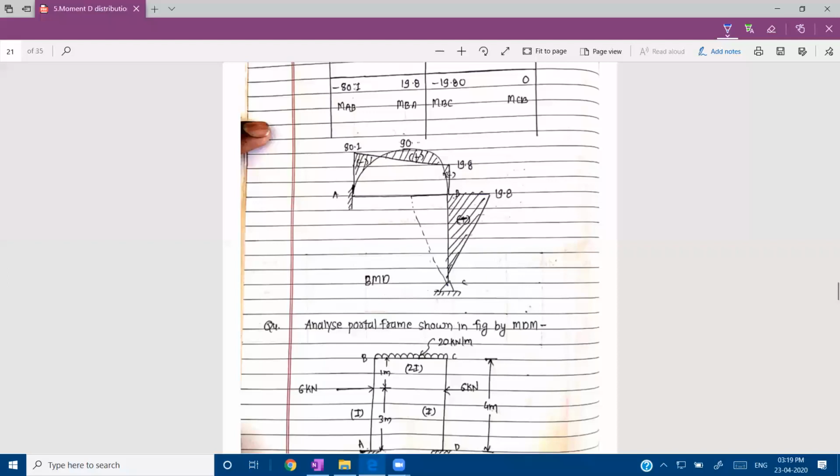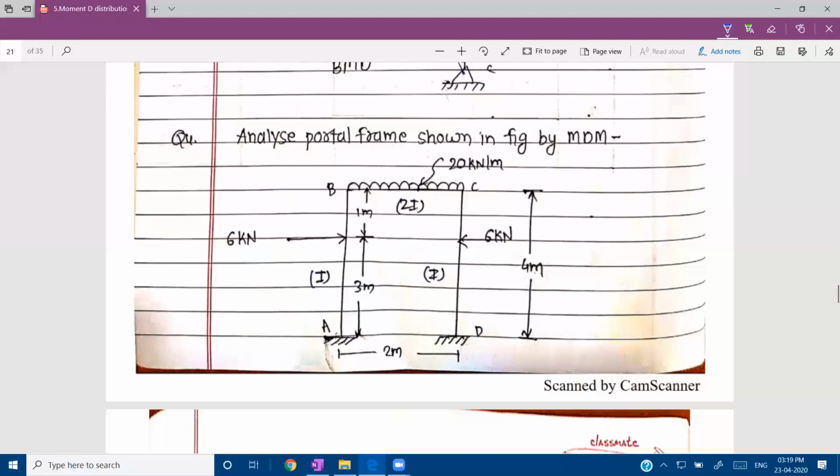In those notes, if you see, this is a portal frame ABCD, and AB and CD are having length of 4 meter and moment of inertia is 1I. BC is having moment of inertia 2I and length of 2 meter. AB is carrying horizontal load of 6 kN towards right. CD is carrying horizontal load of 6 kN towards left.